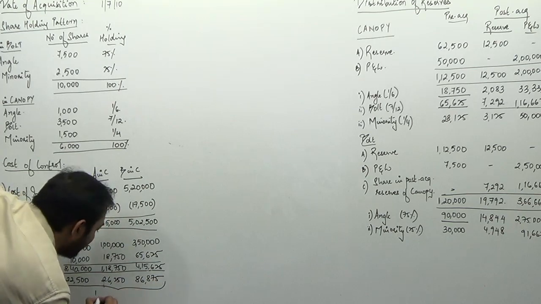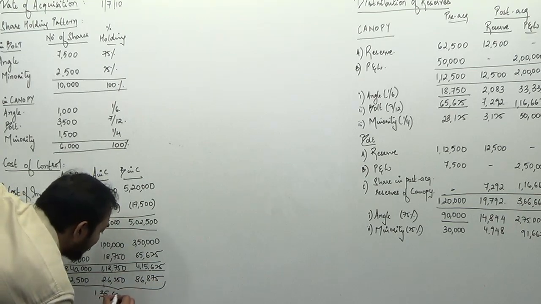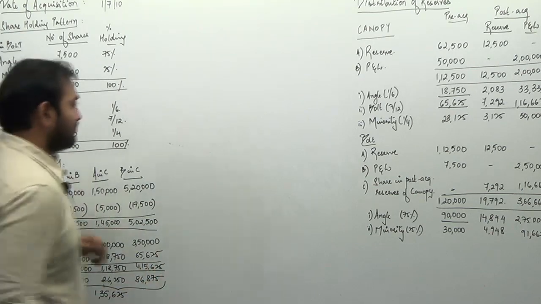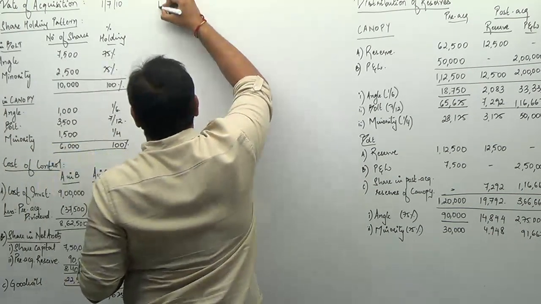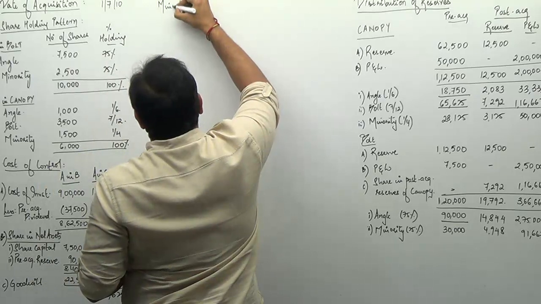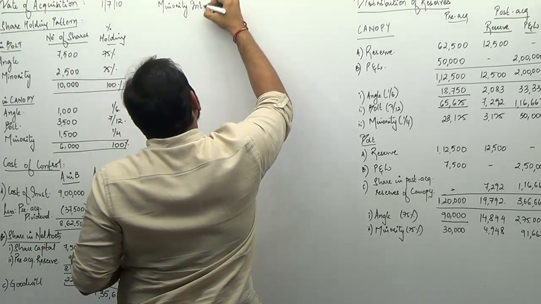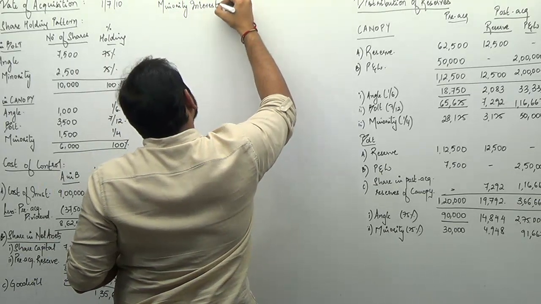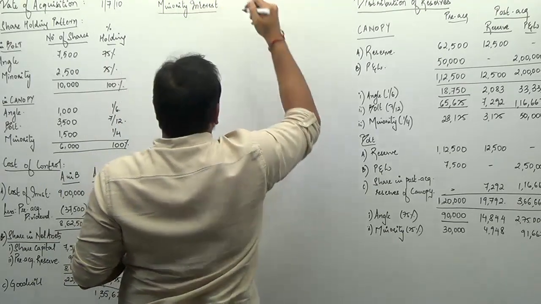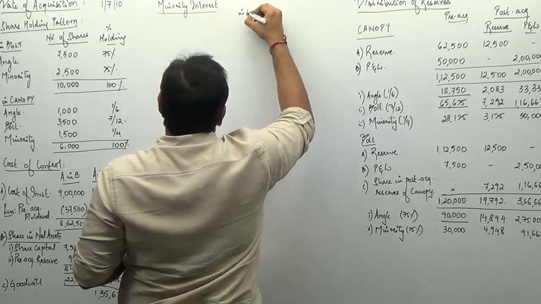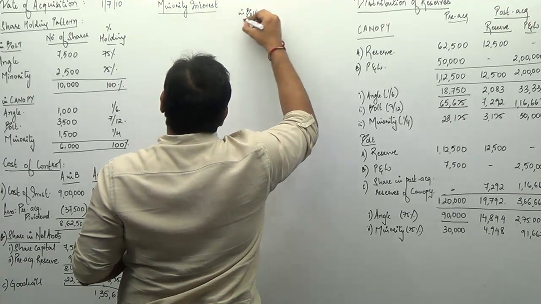Total is 1,35,625. Let's go for the next working note. Minority interests. Two minority interests, in Bolt and in Canopy.